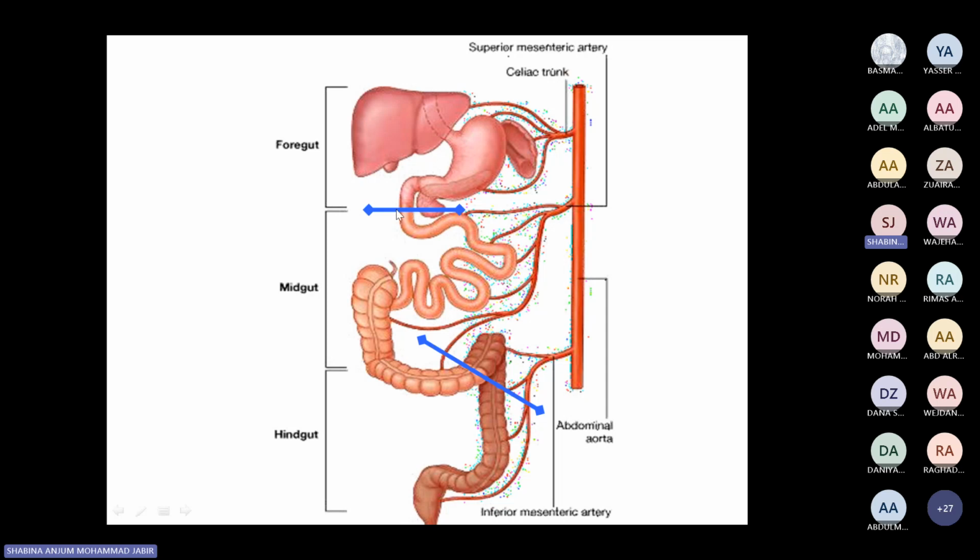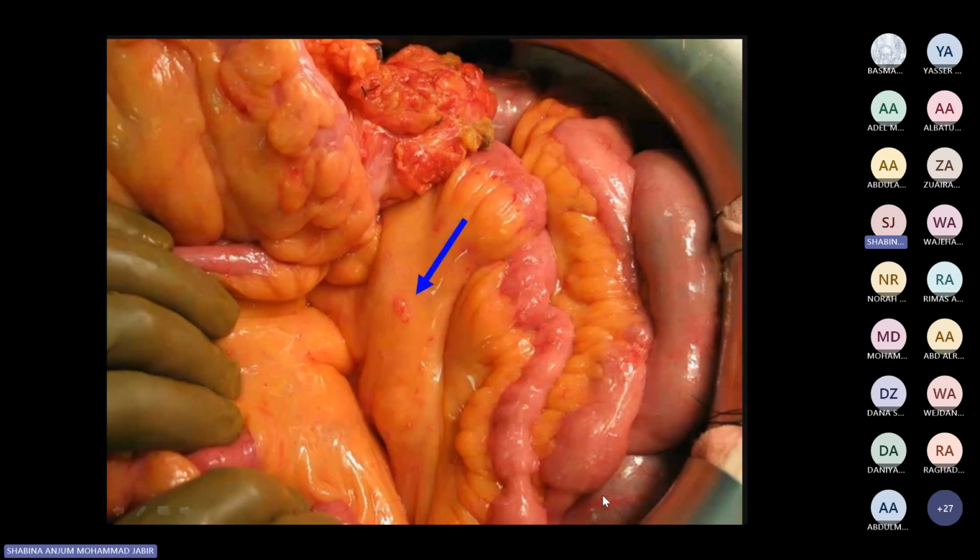Then from this half of the second part of the duodenum to jejunum, ileum, then cecum, appendix, ascending colon, and the right two-third of the transverse colon will develop from the midgut, and their artery is the superior mesenteric artery. About the hindgut, so the left one-third of the transverse colon, descending colon, sigmoid colon, rectum, and upper half of the anal canal. And they have the inferior mesenteric artery.